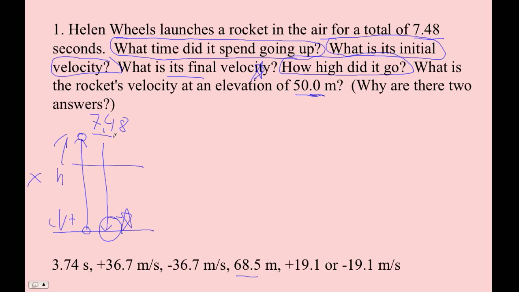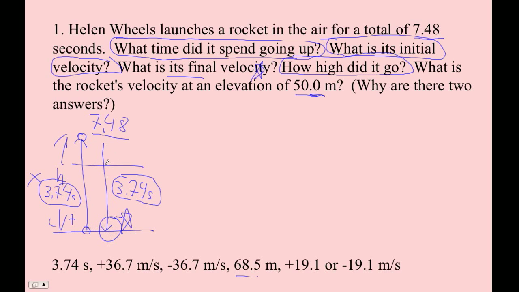It stays in the air for 7.48 seconds, right? So what we can do is divide that in half. We know that it's going to spend 3.74 seconds going up and 3.74 seconds going down, okay? Because it spends half the time going up and half the time going down. You can do that whenever it starts and stops at the same elevation. It leaves the ground, hits the ground.